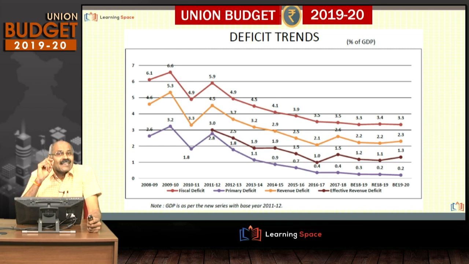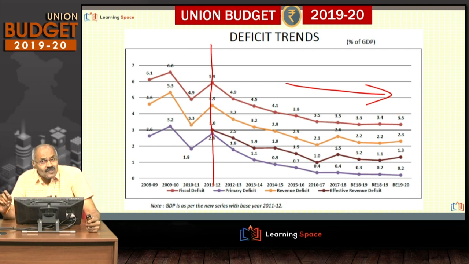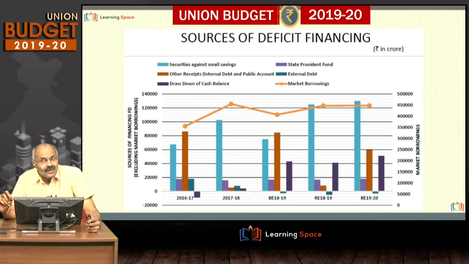The deficit trends, here you see from 2011-12, if you look at the deficits, most important is the fiscal deficit and revenue deficit. Just have the glide path of this fiscal deficit from 5.9%, now it is 3.3% anticipated for 2019-20. Sometimes this glide path is important. Then the next one is deficit financing.